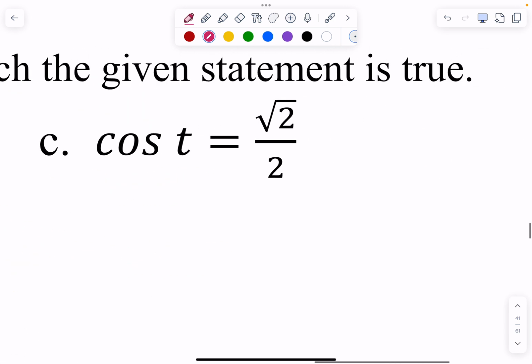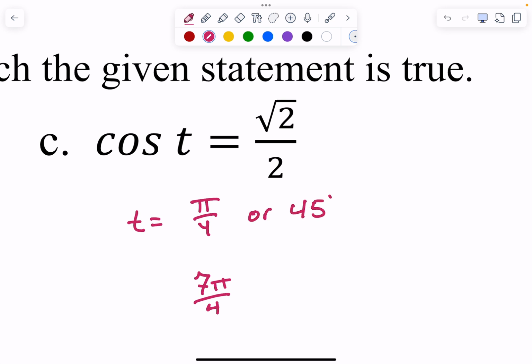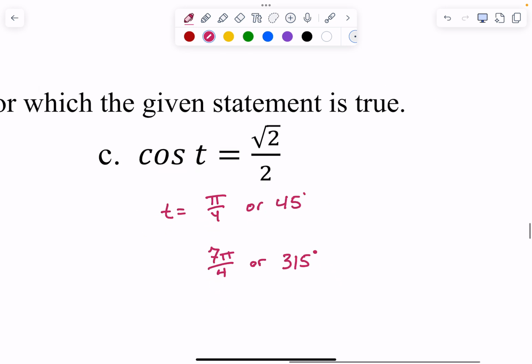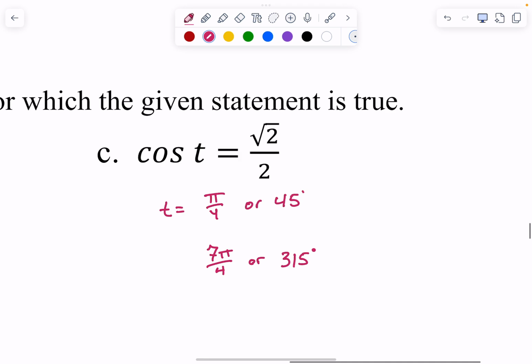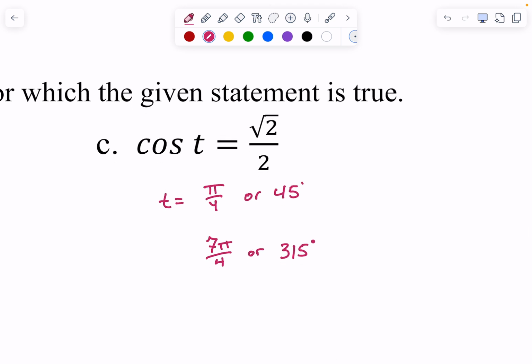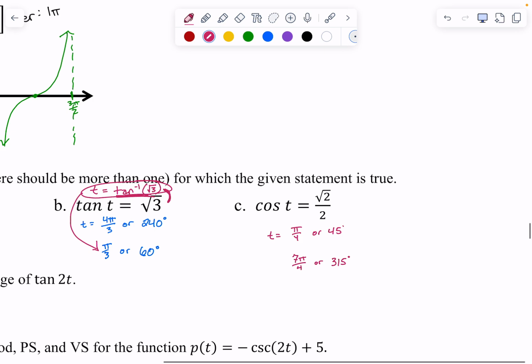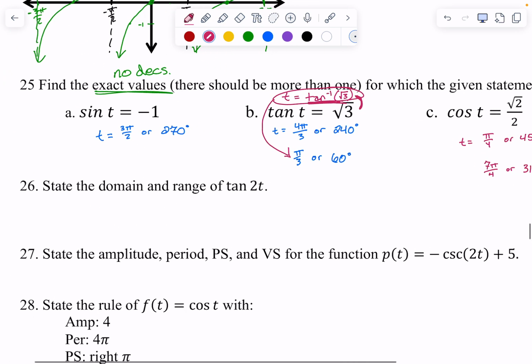Okay, cosine. Where is cosine equal to square root of 2 over 2? Pi over 4 and 7 pi over 4, which is 45 degrees and 315. Is that true? I think so. Yep. Good. How about them apples?